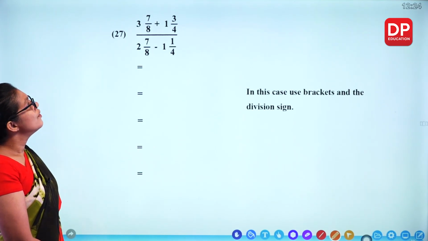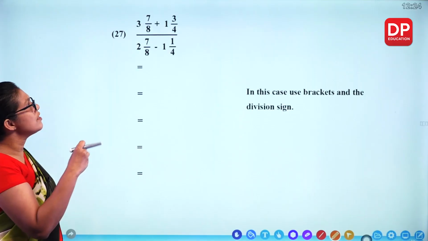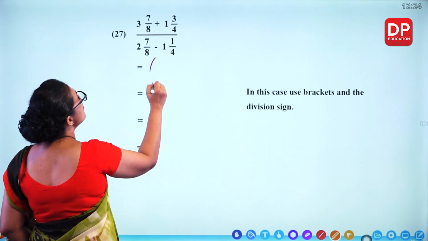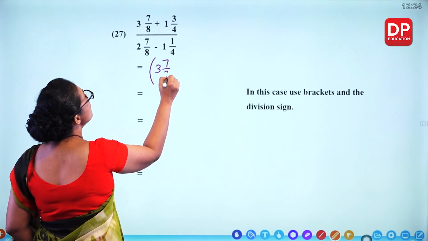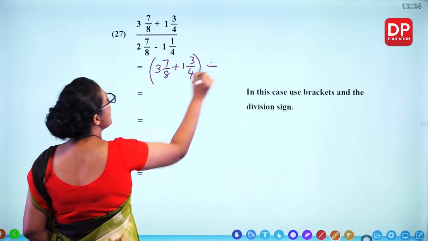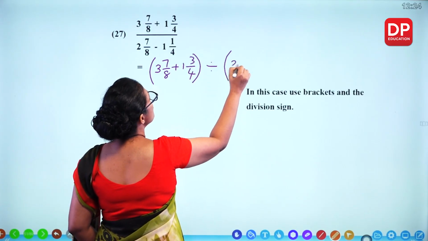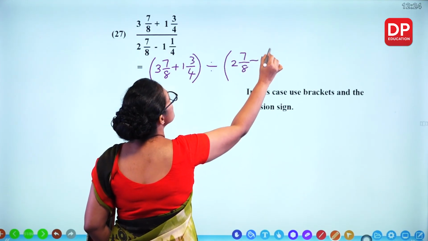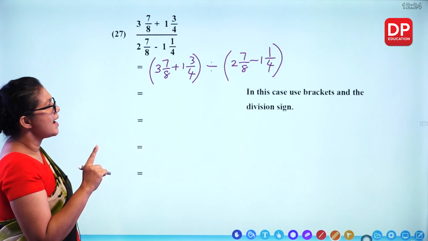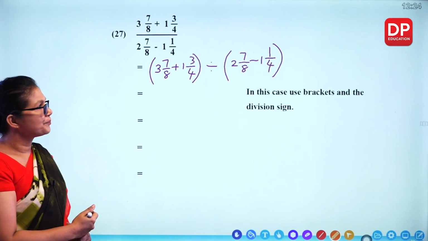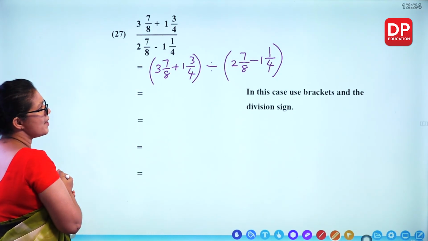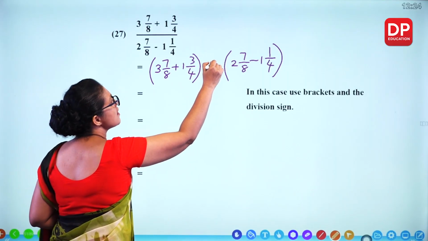Now you get addition, division and subtraction. So without writing like this, I can put 2 brackets. 3, 7 over 8 plus 1, 3/4 divide by 2, 7 over 8 minus 1 and 1/4. So in this case, use brackets and the division sign. Now do separately this bracket separately and this one separately and do the division afterwards.